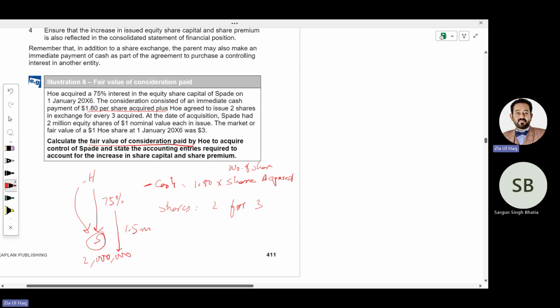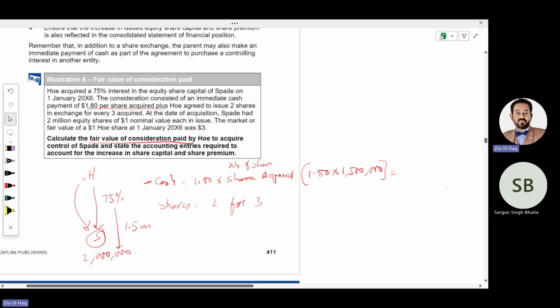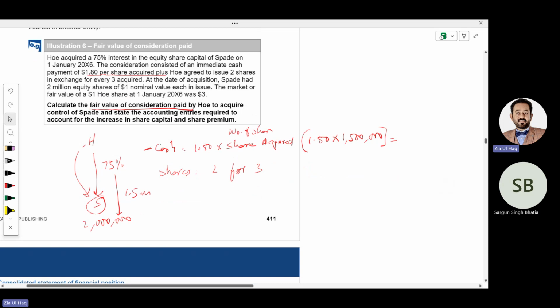This means the cash we have paid will be 1.80 per share price into 1.5 million shares. This we have paid cash. The remaining we have issued shares, 2 for 3. Mean if we have bought 1.5 million shares, against 3 shares we will give them 2 shares, 2 by 3.